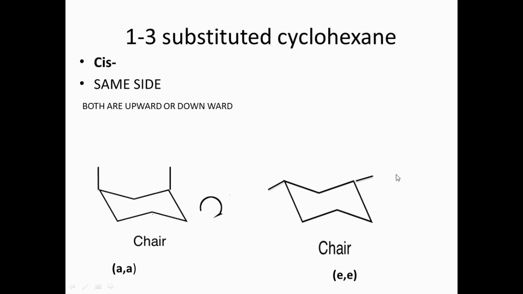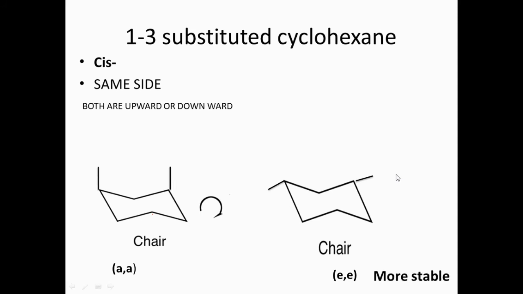Similar to the trans form of 1,2 disubstituted cyclohexane. See, in the case of 1,3 disubstituted cyclohexane, cis form is axial-axial or equatorial-equatorial. That means one substituent is at equatorial and the other substituent is also at equatorial. If one substituent is at axial, the third one is also at axial.